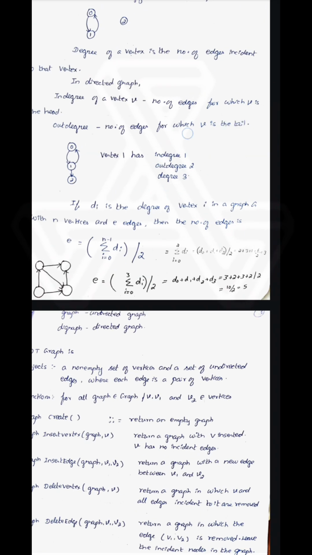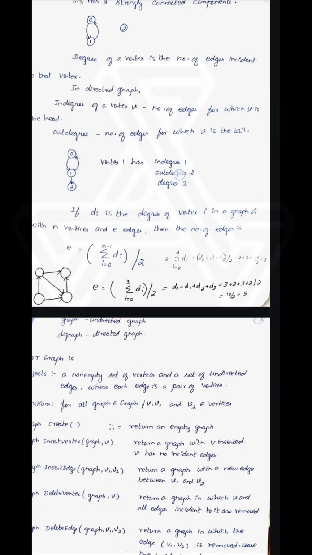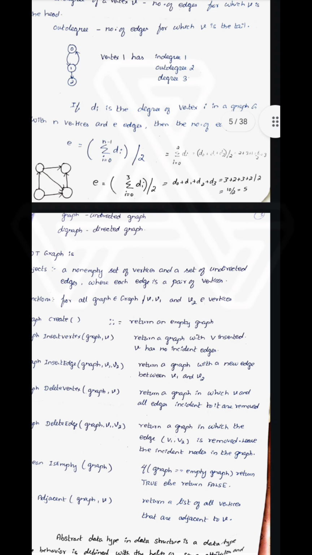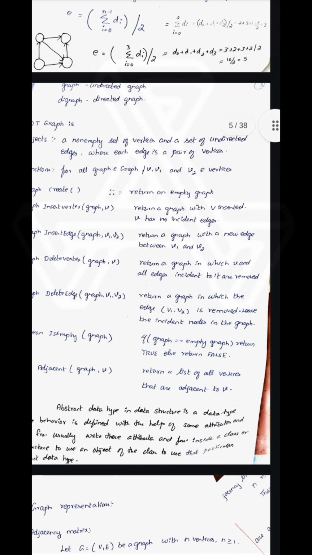If di is the degree of a vertex in a graph G with n vertices and e edges, then the number of edges is e equals the sum of di for i from 0 to n minus 1, divided by 2. For example, (d0 + d1 + d2 + d3) by 2: 2 plus 3 plus 1 is 6, by 2 is 3 edges. For 4 nodes, it will be (3 plus 2 plus 3 plus 2) by 2, which is 5 edges. Graph means undirected graph, digraph means directed graph.